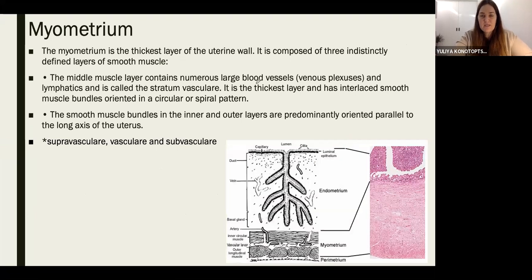So myometrium has 3 indistinctly defined layers: supravasculare, vasculare, and subvasculare. Those are the 3 layers of myometrium. I'll show them on the slide, but basically, which one is closer to the endometrium? Subvasculare. Which one is closer to the perimetrium, the outer? It's going to be supravasculare. Okay, so that's the most important part. Here they're talking about just some additional information, like the way they're running, but as I have said, the most important thing is that kind of 8 shape.